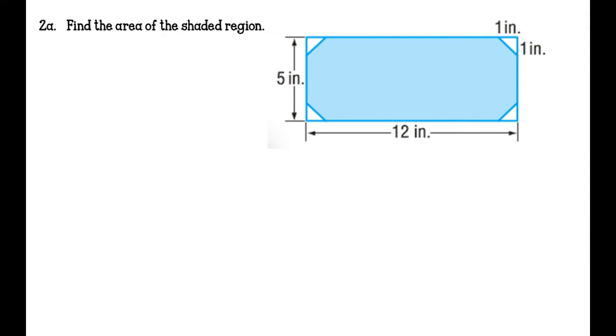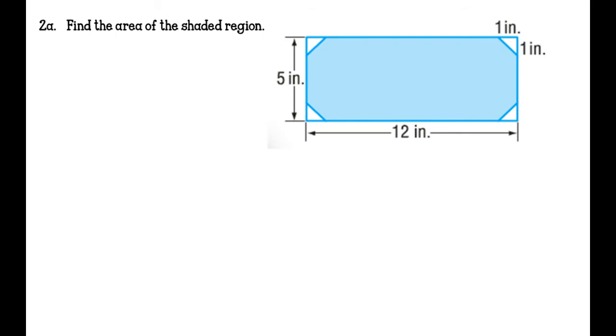2A, find the area of the shaded region. So the first thing I'm going to do is find the area of the whole rectangle, and then I'm going to subtract out the triangles of each corner, and then that will leave me with the area of the shaded region. Every time you see a problem like this, your game plan for solving it might be different than mine, and that's okay. As long as you're getting the right answer, you might see that this could be broken down into a rectangle and two different trapezoids. And you may do it differently, and that's okay. Just because I'm doing it one way doesn't mean that's the way you have to do it.